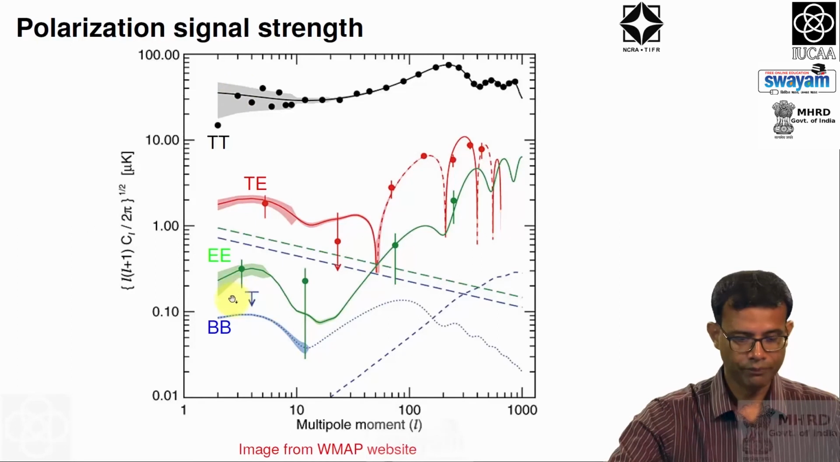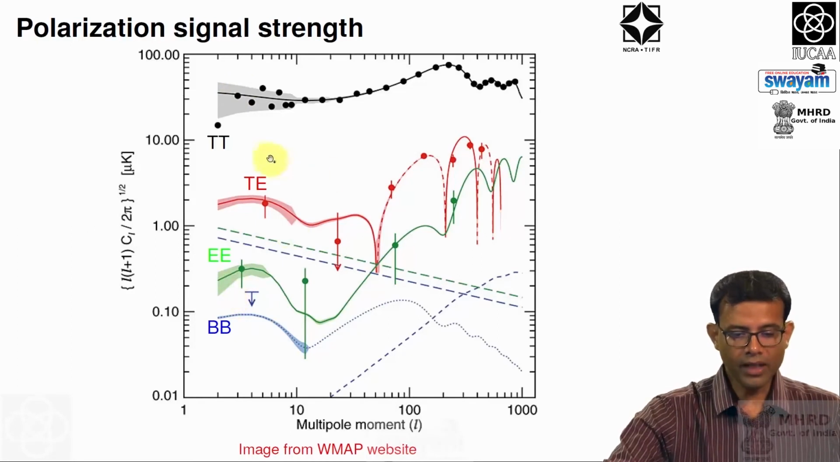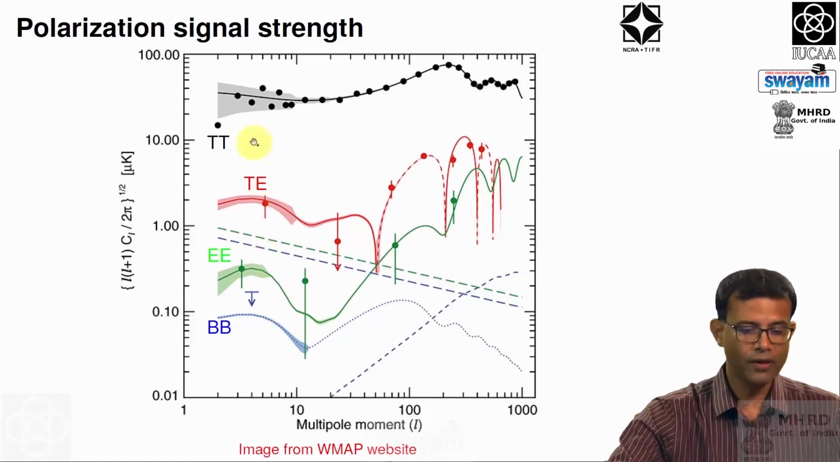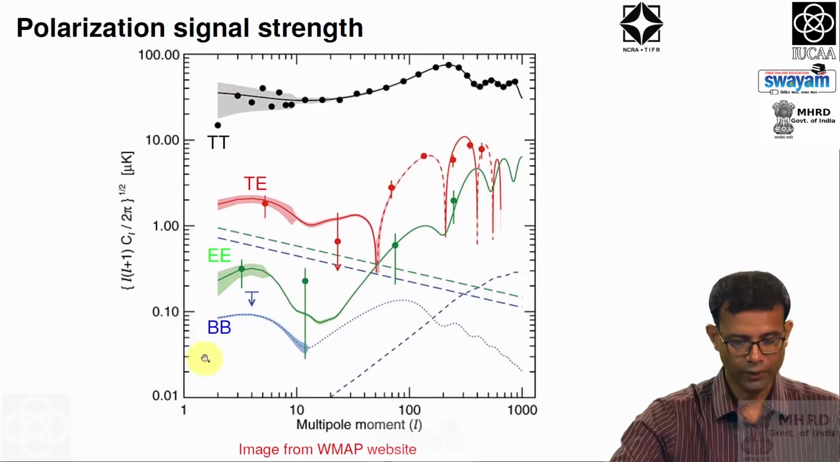signal. Okay. There is something in between, where you correlate the temperature and the E mode. So, that will be somewhere between these two plots, and it is here. Okay. So, here you are talking about signals of the order of a microkelvin, whereas this was a few tenths of a microkelvin.